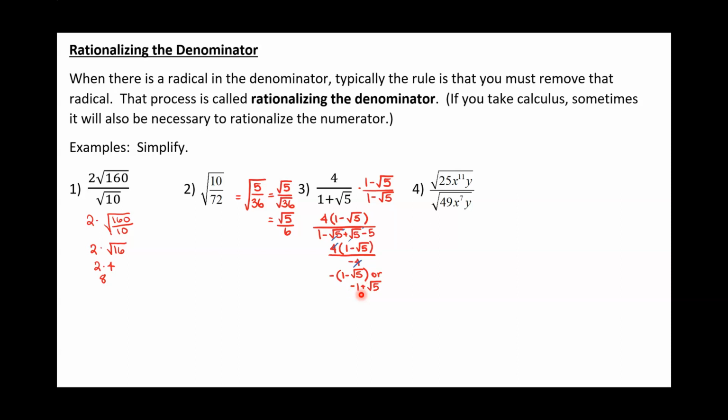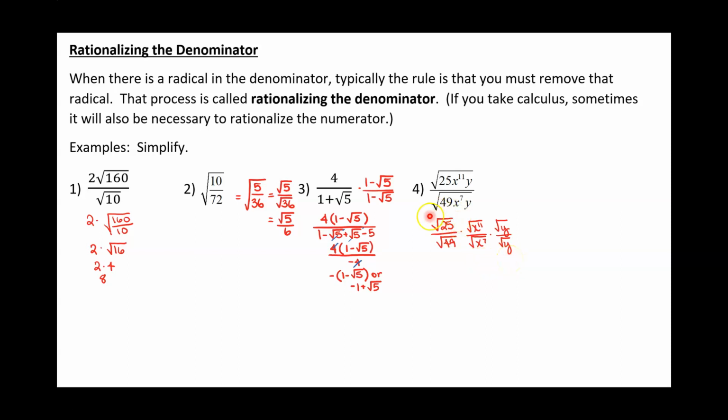So for this next one, again, when I'm looking at this, I cannot leave a radical in the denominator. So I want to try and simplify this. And again, I'm going to use that quotient rule and the product rule, whatever I have at my disposal. To begin with, I'm going to use the product rule to break all of this apart. So I've got the square root of 25 times the square root of x to the 11th times the square root of y. And then down here in the bottom, same thing, square root of 49 times square root of x to the 7th times square root of y. I've just put my numbers together and put my x's together and put my y's together.